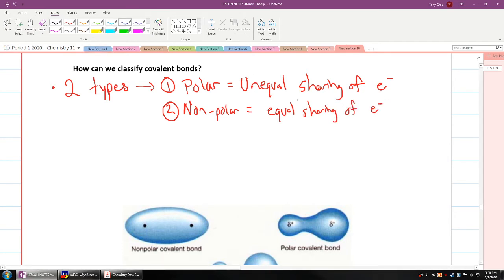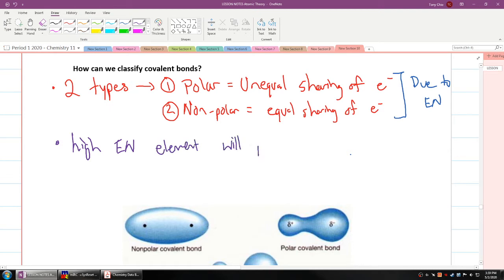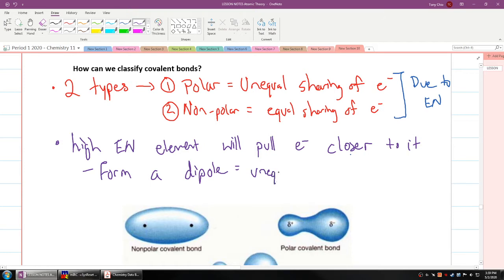Now what will cause this unequal or equal sharing of electrons? The electronegativity. It's due to EN. For example, if you have fluorine with oxygen, fluorine wants electrons, and because of that, it's going to pull electrons towards it. So what happens because of this? The high EN element will pull the electrons closer to it. And this will form what we call a dipole. A dipole just means an unequal sharing of electrons.